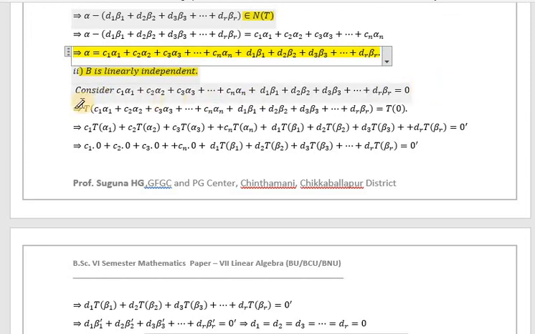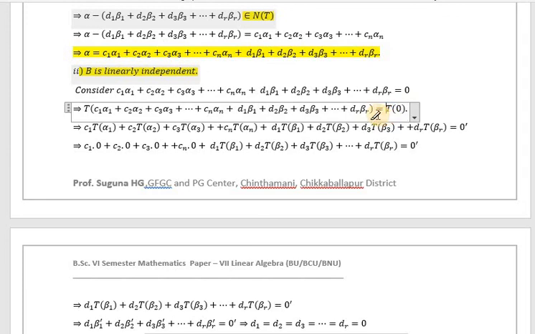Now take the transformation of this, we get T of (C1 alpha 1 plus C2 alpha 2 plus and so on, D1 beta 1 plus D2 beta 2 and so on up to Dr beta r) equal to T of 0, because it's a linear combination and we know that it belongs to N(T). Therefore T of this is equal to T of 0. Hence C1 T(alpha 1) plus C2 T(alpha 2) and so on up to Cn T(alpha n) plus D1 T(beta 1) plus D2 T(beta 2) and so on is equal to 0'. So we have expanded this term.